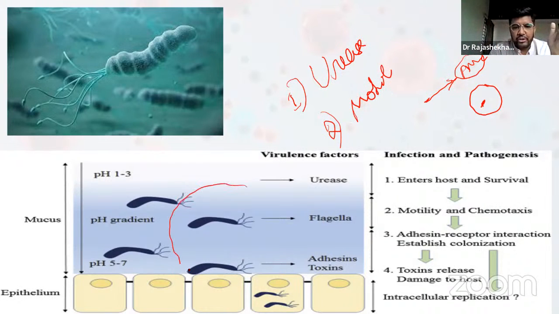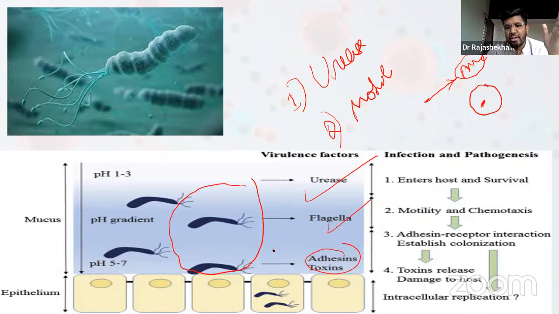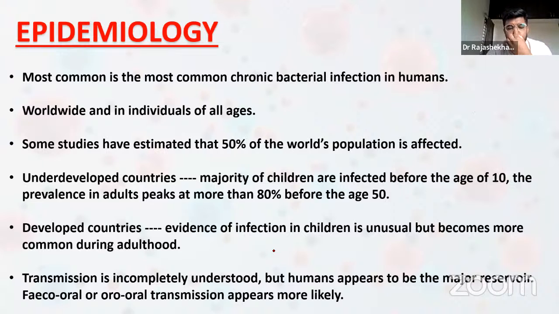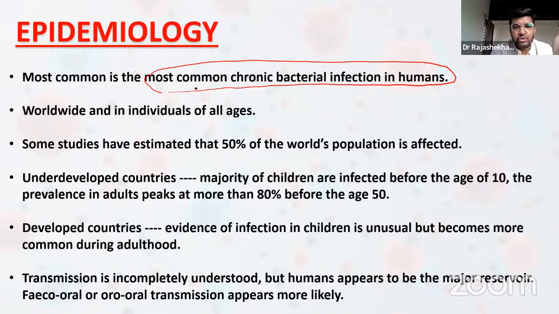So the mucus penetration is by two mechanisms. One is the urease production, another one is the flagella. So now it tends to adhere to the epithelium by some adhesins and toxins. So if you see this H. pylori infection, it is the most common chronic bacterial infection in humans.